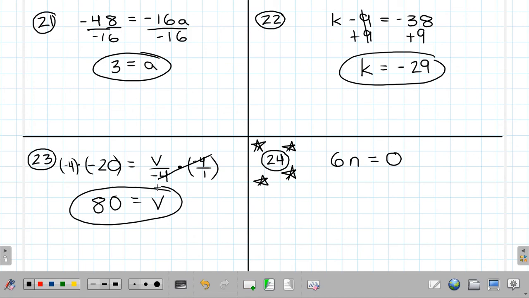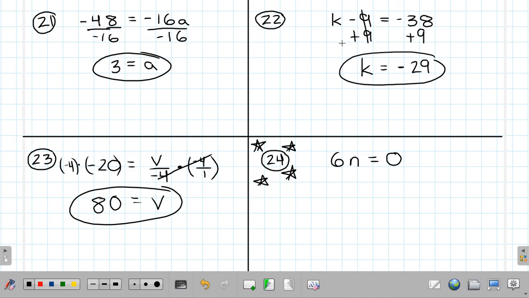And like I said, if you need to, flip that around, get the variable on the left-hand side. Like I said, I'm just taking shortcuts just to show you it can be done without flipping it around. Normally, I like to flip it around anyways and have all my answers be like v is equal to 80, a is equal to 3, k is equal to negative 29. So that way my variable is always on the left. But like I said, I'm just showing you that it doesn't have to be that way.